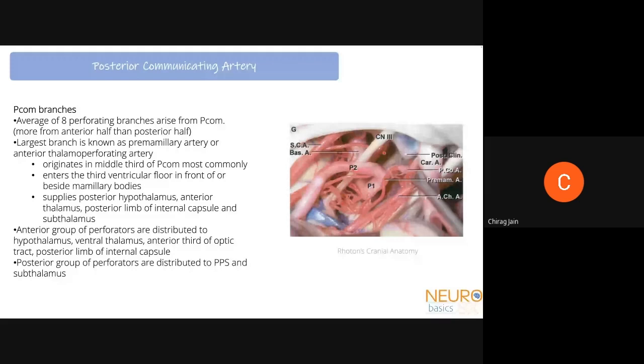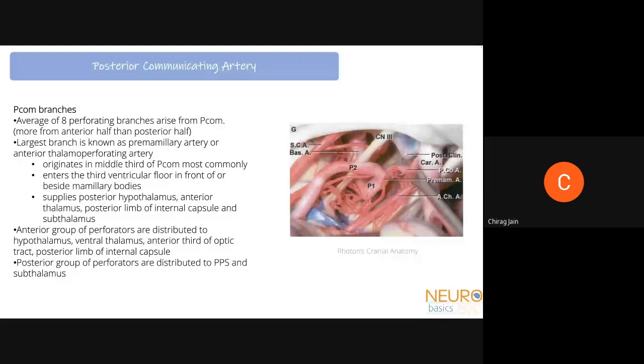The largest branch which will arise off the PCOM is known as the premammillary artery, also known as the anterior thalamoperforating artery. This will arise mostly in the middle third of the PCOM, and it will enter and supply the floor of the third ventricle. It will also supply some very important structures, including the posterior hypothalamus and the anterior thalamus, as well as the posterior limb of the internal capsule.